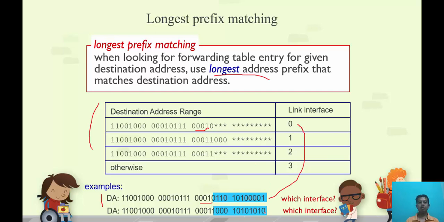But this second example would match both of them. So 00030, then 1111, then 000. This one matches this entry also, and this one matches this entry also. But going by this technique of longest prefix matching, it should obviously match this particular entry of interface 1, because this is the longest prefix. Okay, so I guess these should be clear for you.